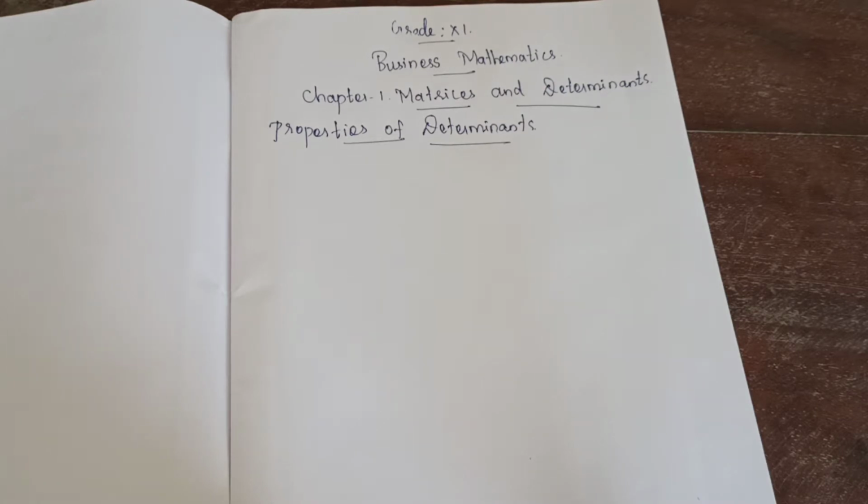First one is properties of determinants. There are a few properties given in your book that will help you to do the further problems. So first I will explain all the properties one by one. Listen carefully. All of you take your book, page number 8.